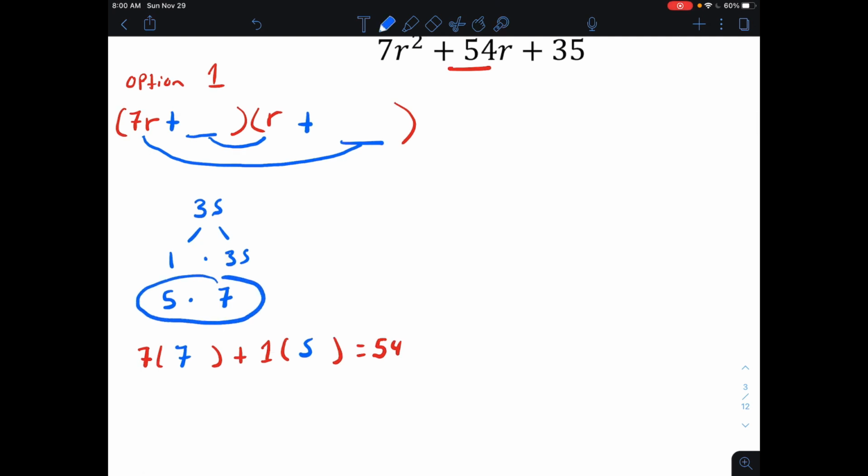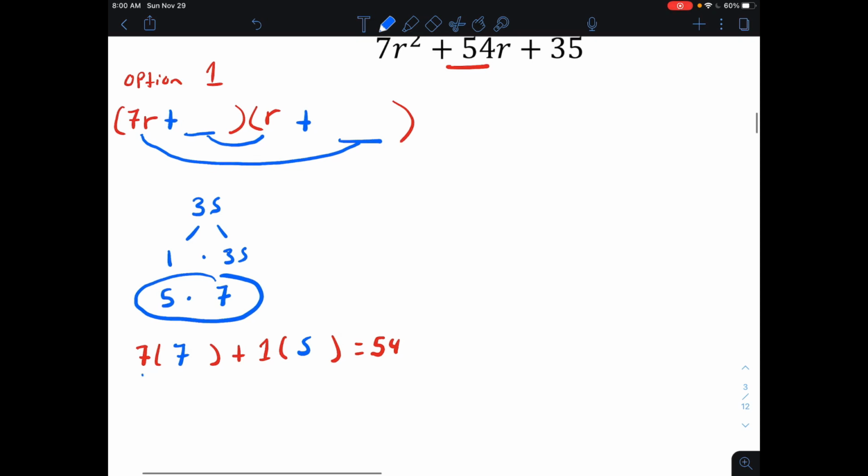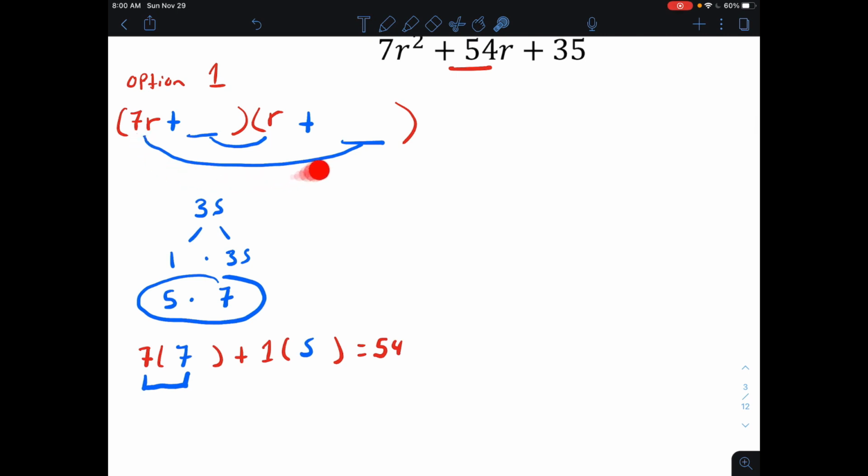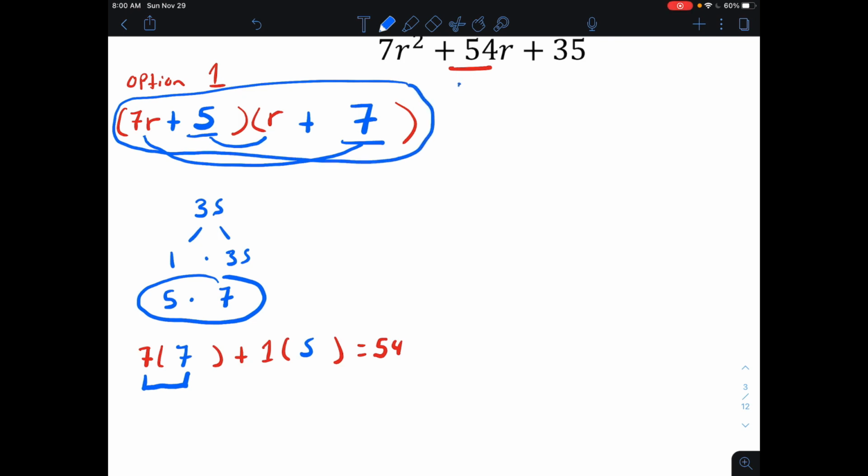Now I need to pay attention to how things were being multiplied. The 7 had to get multiplied by another 7. So I look at how I distribute it here. So that 7 here in red, the 7r, has to multiply to a 7 right over here. So I'm going to put a 7 here. And then we had to have a 1 times a 5, where that 1 is the coefficient of this r. It multiplies to a 5, which has to go right here. And so I have a 5 there. There is a factored form, and that's option 1 in terms of how to approach these kinds of problems.